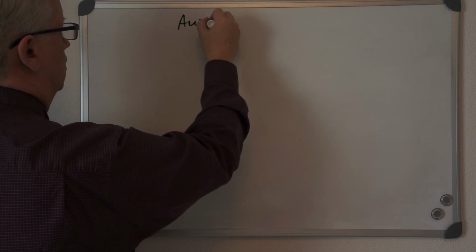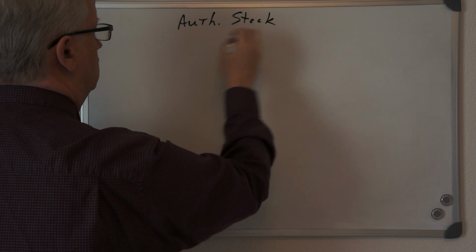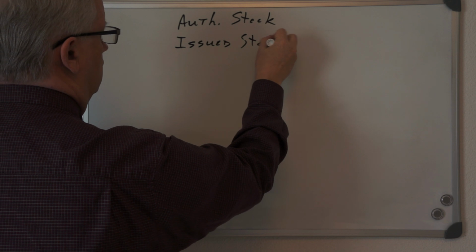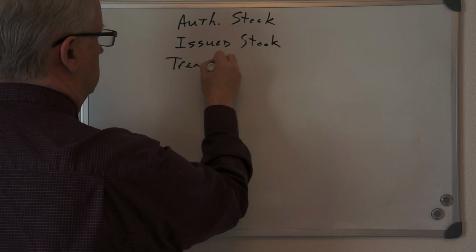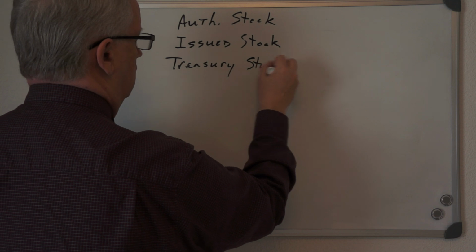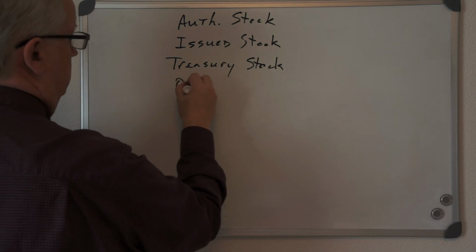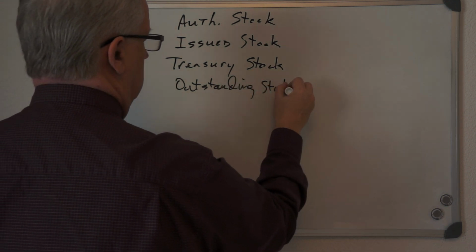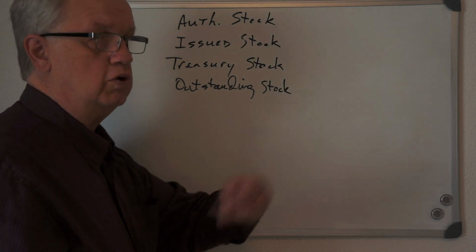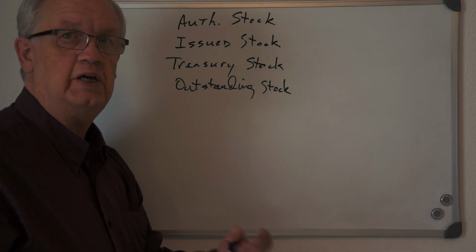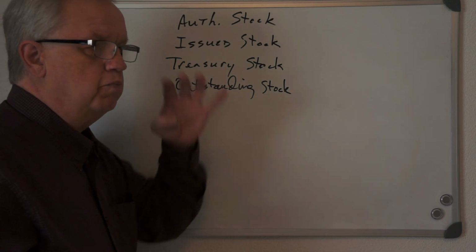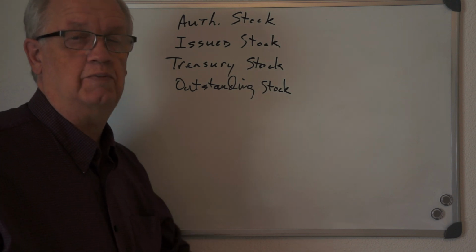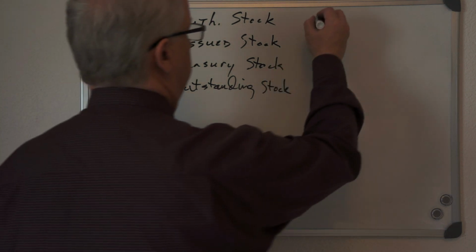Authorized stock, issued stock, treasury stock, and outstanding. So, authorized stock is the stock that you go to your state to incorporate your company, and you pick a very high large number. You want it very high because you want it to last for about 20 years maybe. So let's say 20 million.